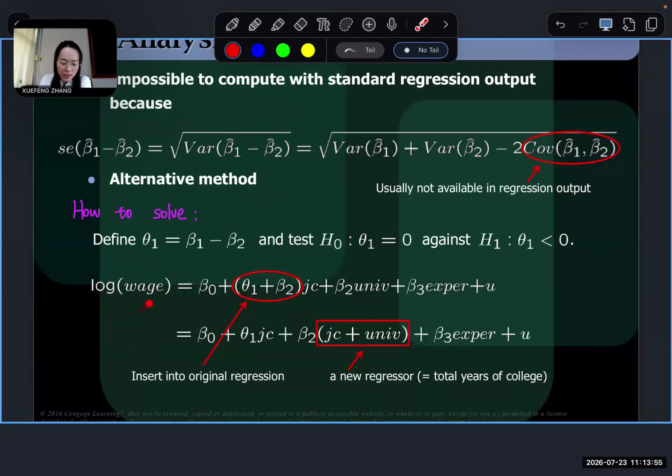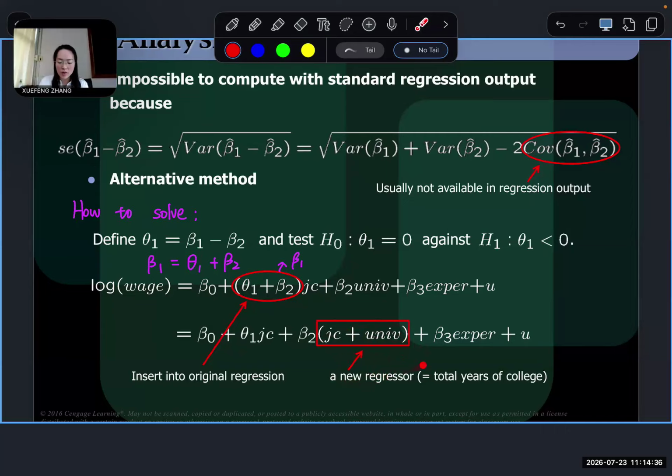And let's see our equation here. Log wage equals beta 0 plus, this is beta 1, right? Because you rearrange here: beta 1 equals theta 1 plus beta 2. So basically, this one is our beta 1, right? So right now our regression becomes beta 0 plus (theta 1 plus beta 2) GC plus beta 2 universe plus beta 3 experience plus mu. And then you rearrange it, all right? Theta 1 GC plus beta 2 (GC plus universe).